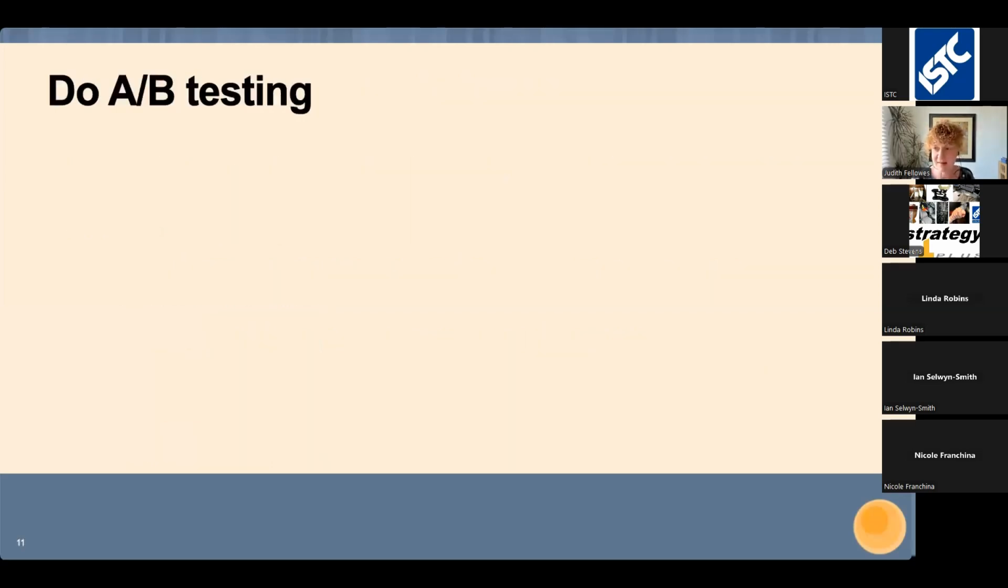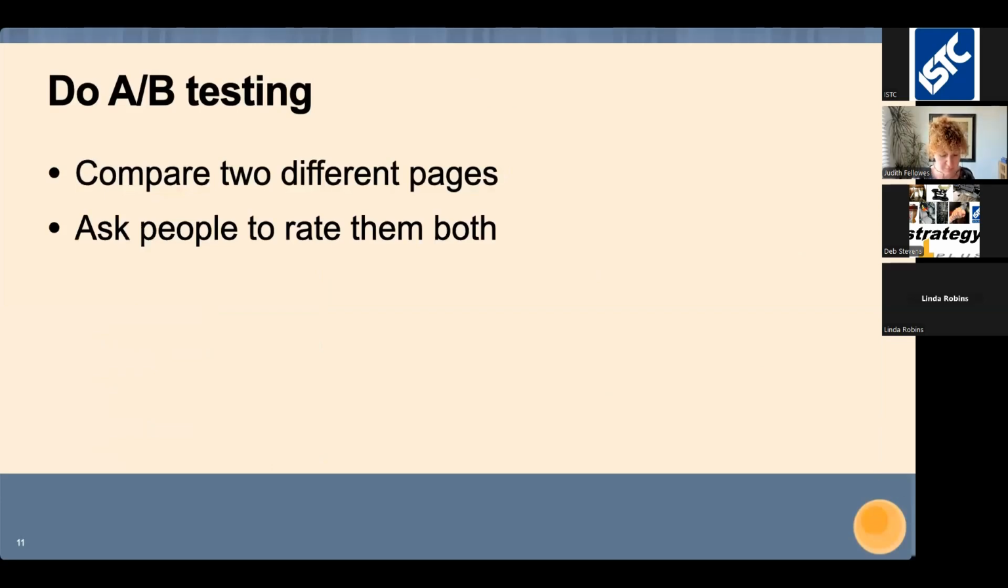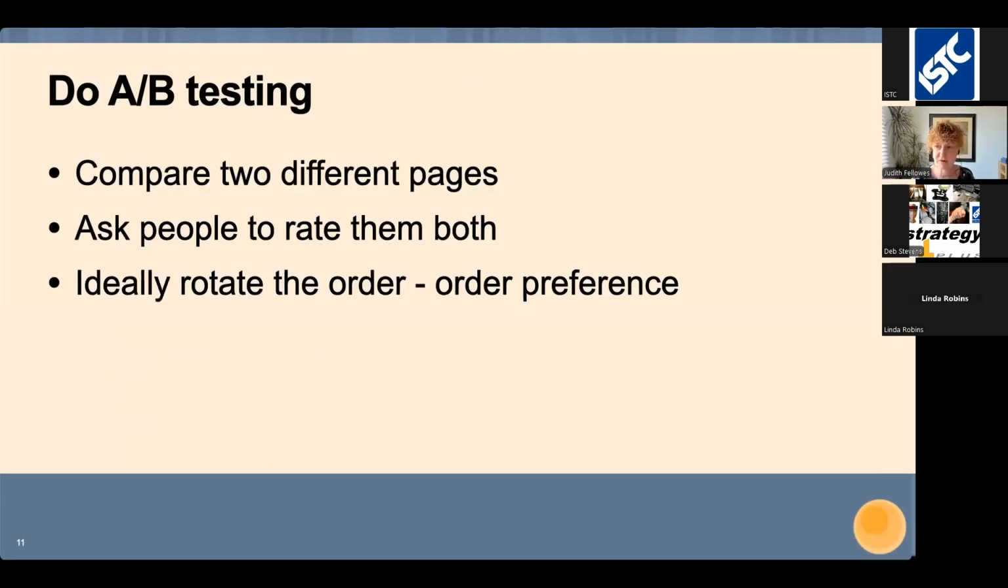Okay, A/B testing. So you're probably familiar with this, at least in concept. It's just about comparing two different pages, and you can ask people to rate both. If we're looking at this from a user research perspective, the ideal is to rotate the order, because you can get order preference if everybody sees something first or everybody sees something last.